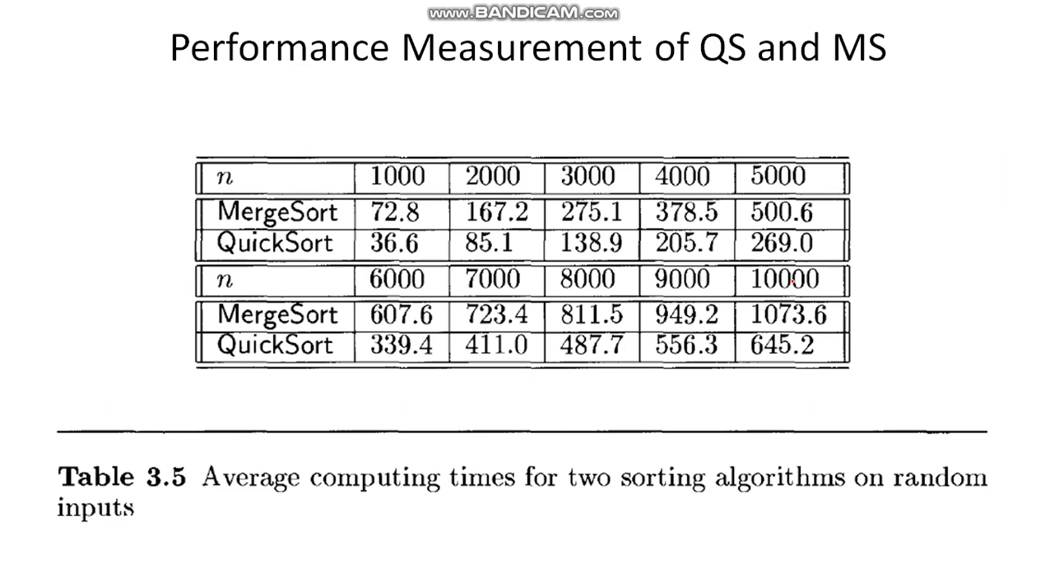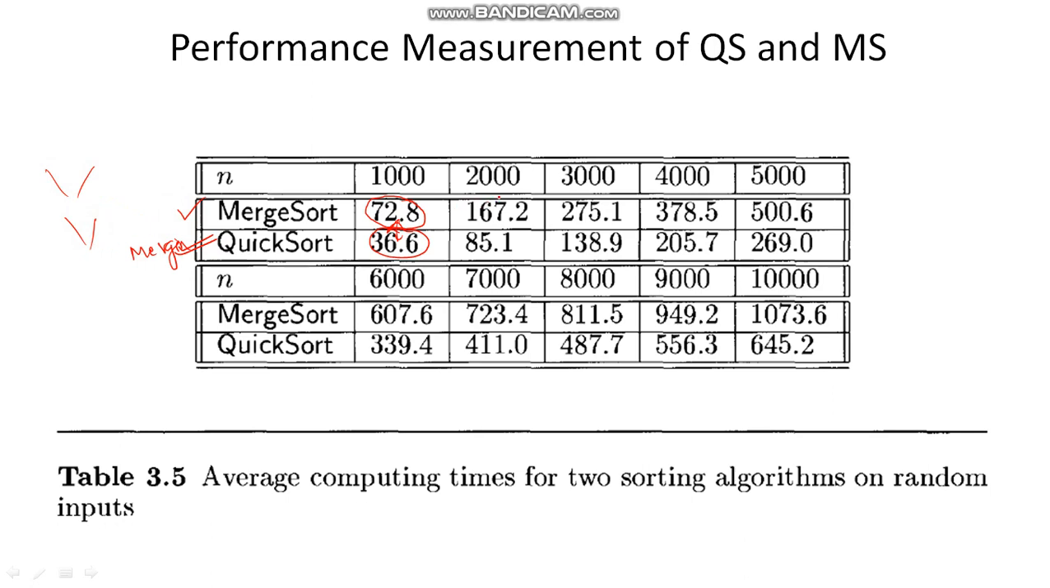Then there are some performance measurements of quick sort and merge sort. Merge sort for 1000 elements, this was taken on a random machine, and it is very old data. On that data, for a data size of 1000, the time taken was 72.8 microseconds. And the time taken by quick sort for the same problem is 36.6. So nearly half. Why does it take nearly half the time? Because quick sort does not require merging, and most of the time of merge sort is utilized in merging multiple arrays.